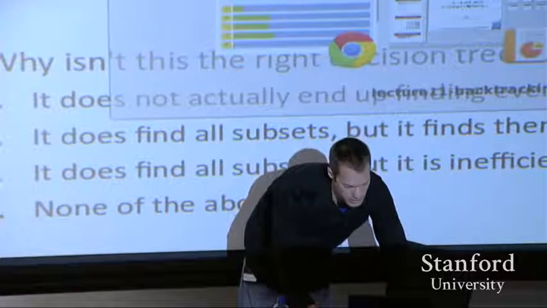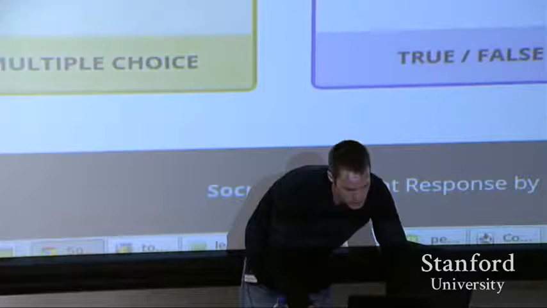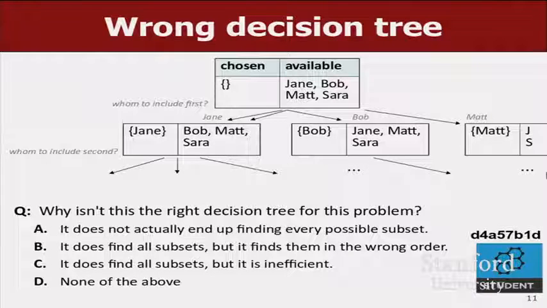And I want you to vote with me for a second. Let's do another one. I claim this is not the right decision tree. I want to know why it's not the right decision tree. Does it not find all the right subsets? Does it find them in the wrong order? Is it inefficient? Is it something else? What do you think? I think we framed the problem incorrectly here somehow.